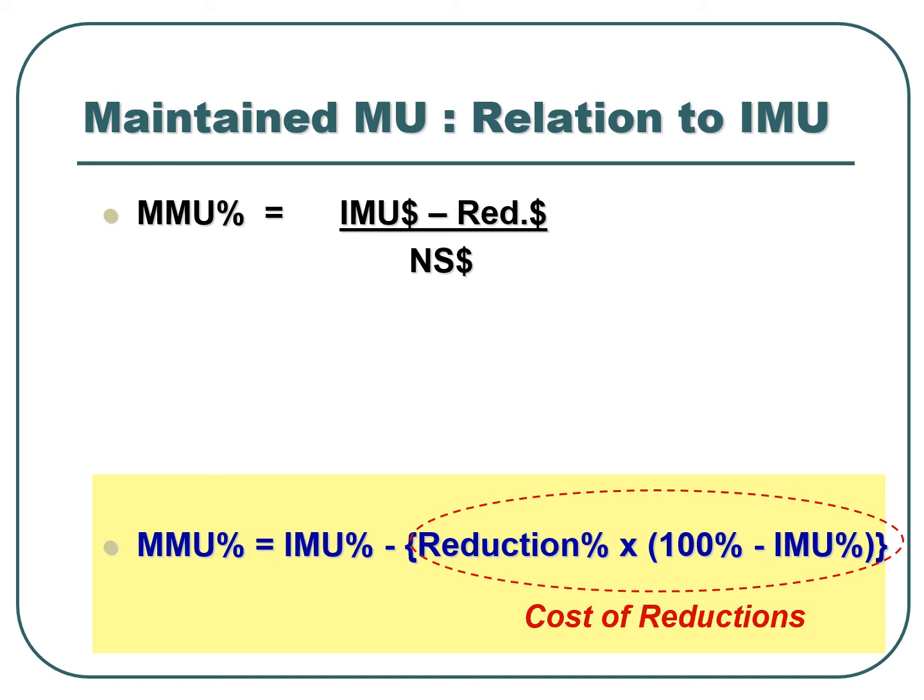So you first have to take IMU percent, subtract that from 100%, do the parenthesized portion first, and then you multiply that by the reductions percent, and then subtract that answer from IMU percent to reach your MMU percent. If you mix up the order, then you're going to get the wrong answer. So be clear on the calculation order and step-by-step process to reach the MMU percent based on the IMU percent and reductions percent plan that we already have.